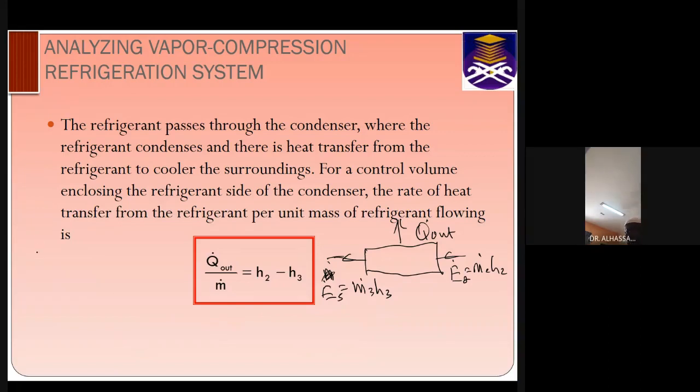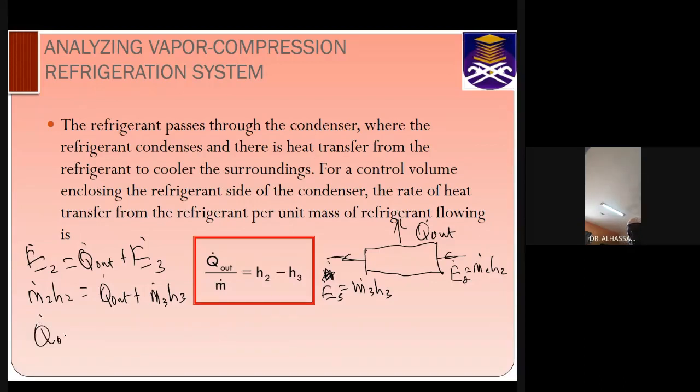So again, if we establish the energy balance for this, it is going to give me E2 should be equal to Q out plus E3. What is E2? E2 is M2H2. Then I'll have Q out plus M3H3. Same thing, steady state, M2 equals M3. So eventually, I'll have Q out equals the mass flow rate times the change in enthalpy, H3 minus H2. You understand? So this is very clear.